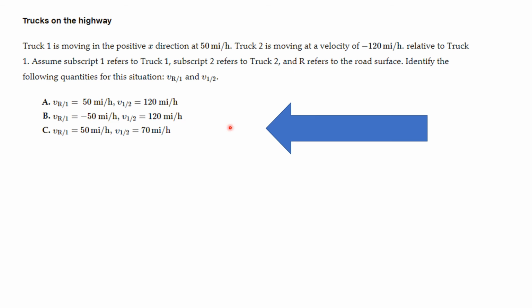Let's look at another example, and this is an opportunity for you to test what you know. This is about trucks on a highway. Truck 1 is moving in a positive x direction at 50 miles per hour, and truck 2 is moving at a velocity of minus 120 miles per hour relative to truck 1. Think about the signs. Assume subscript 1 refers to truck 1 and subscript 2 refers to truck 2, and R is the road surface. What is the velocity of the road relative to truck 1, and what is the velocity of truck 1 relative to truck 2? And you have some choices here.